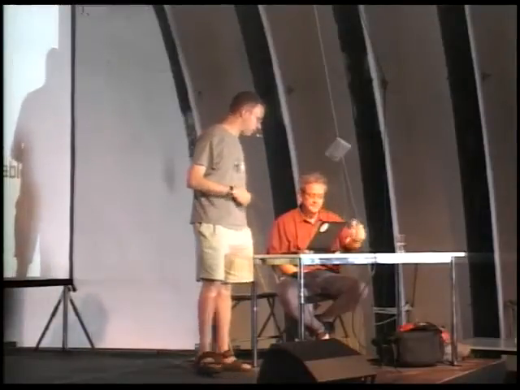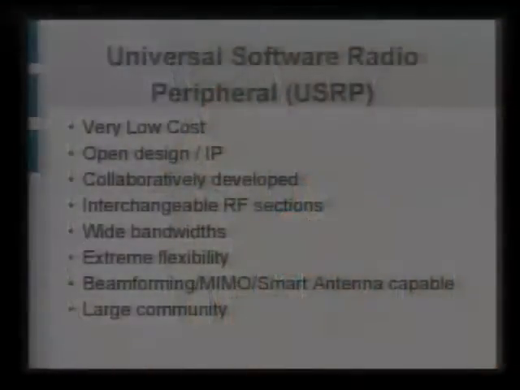And actually at the camp 4 years ago, I had the first prototypes of it here, and we were playing around with them, bringing them up. I had just gotten them back. In any case, the goals for the USRP design were first to be very low cost and to be open, so that we could have a lot of participation, especially in this community, and to share and all learn from it. It was collaboratively developed with input from a large number of people all over the world.